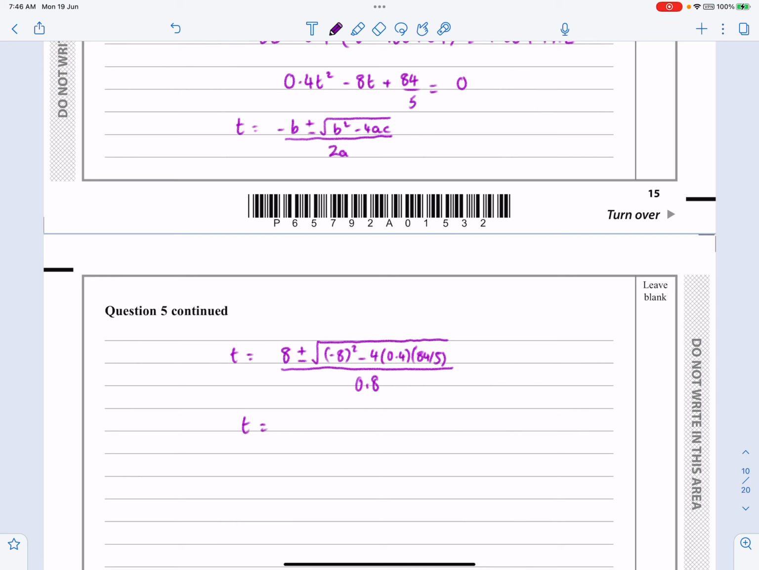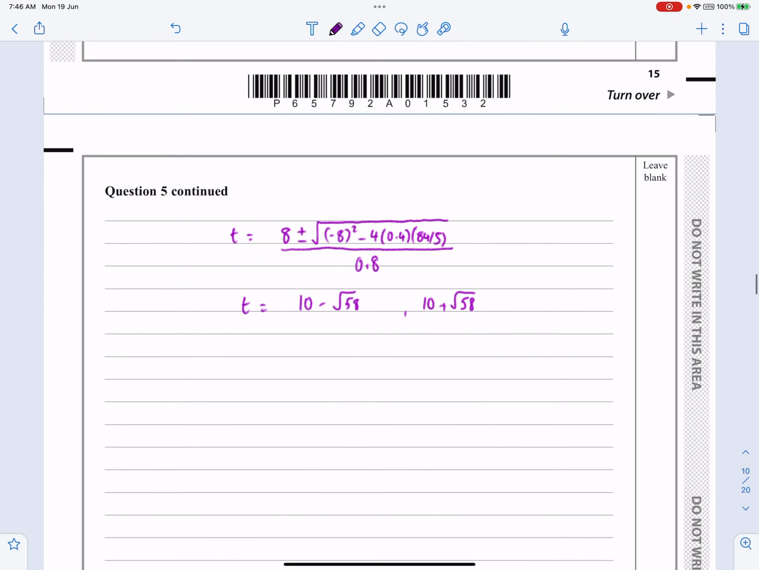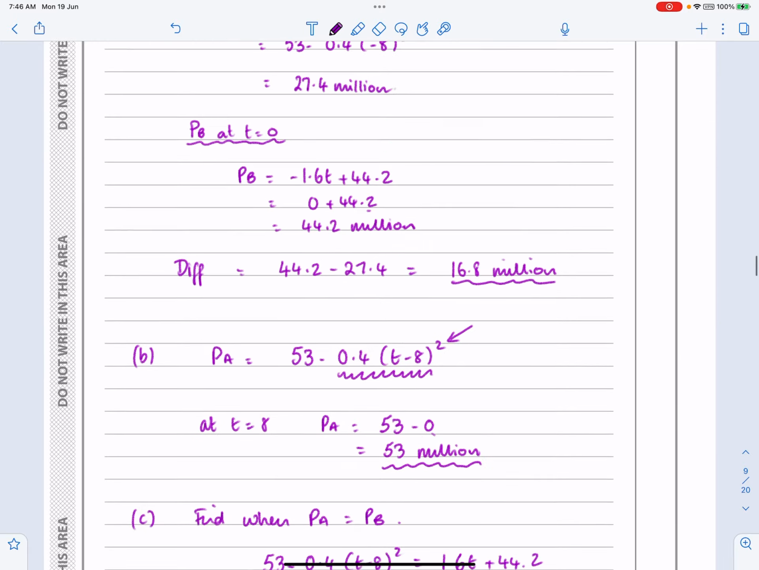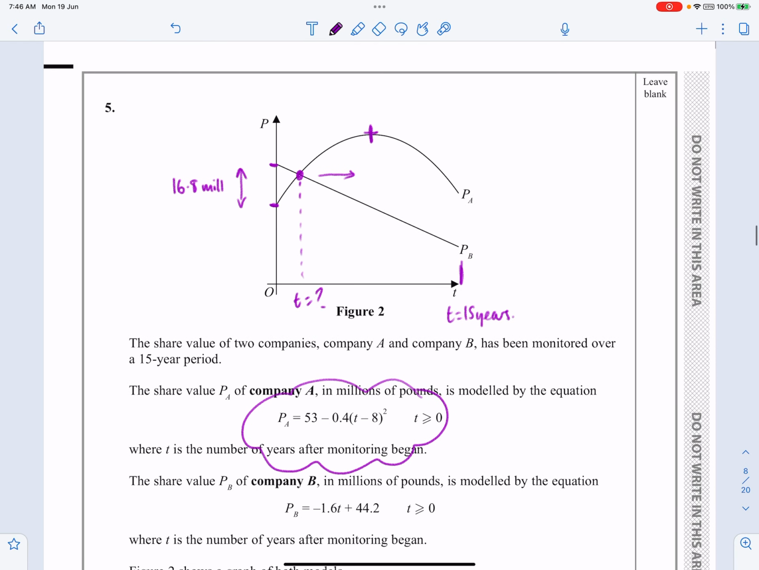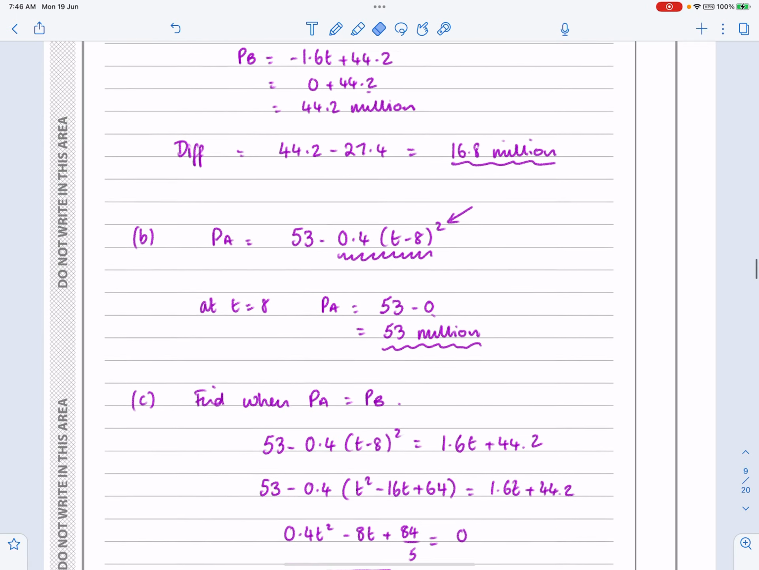And I'm just going to jump straight to the answers. The answers are 10 minus root 58, and I think the other one's 10 plus root 58, but I'm not bothered about the bigger of those two values. That's going to give me t equals 2.38. I think the other one works out to be t equals 17.6 or something like that, but let's go back to what we were saying just a minute ago. Yeah, eventually they would possibly meet down there somewhere, but that's outside my remit. I do not need to worry about this upper value here.